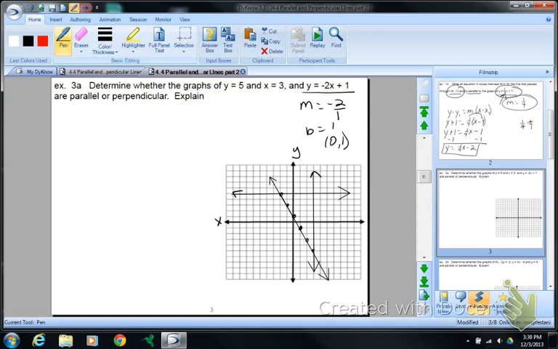Now what about the third equation, y equals negative 2x plus 1? Is that line perpendicular or parallel to the other? No, they're just intersecting. They cross, but they don't form a 90-degree angle. They're just intersecting. So y equals 5 and x equals 3 are perpendicular.